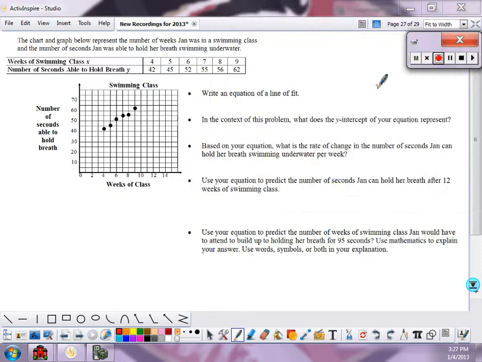The chart and graph below represent the number of weeks Jan was in a swimming class and the number of seconds Jan was able to hold her breath swimming underwater. So it looks like the more swim classes she went to, the longer she could hold her breath. We need to write an equation of a line of best fit, which is nice because that means we get to do this all in our calculator.